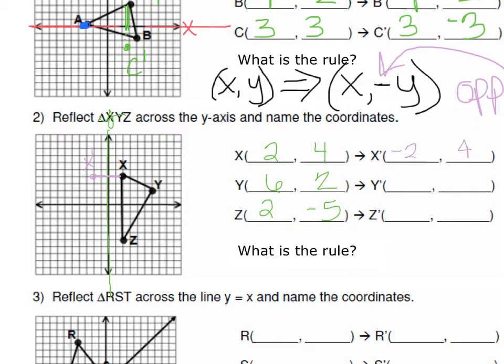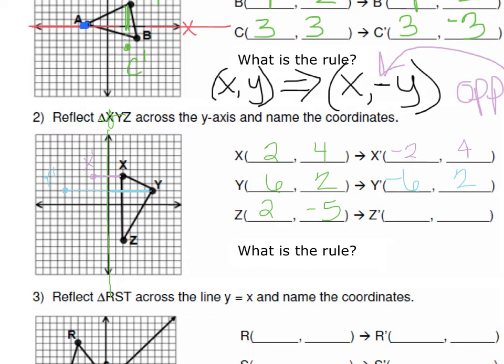So let's look at another coordinate at y. Y is at 6, 2. It is 1, 2, 3, 4, 5, 6 units away from the line of reflection. So we're going to go 6 in the other direction. And there is going to be our y prime. And there it is at negative 6, 2.